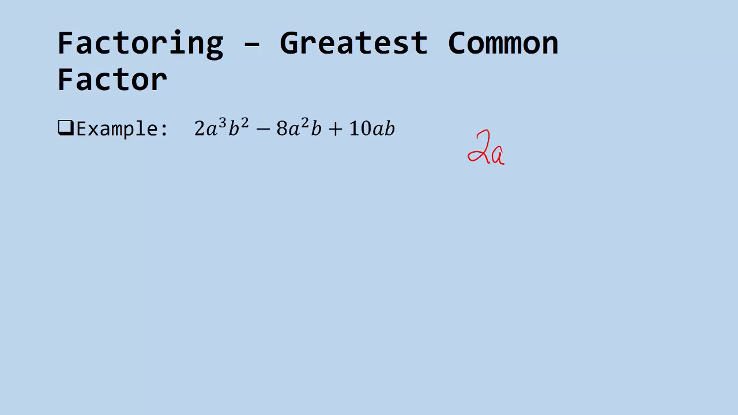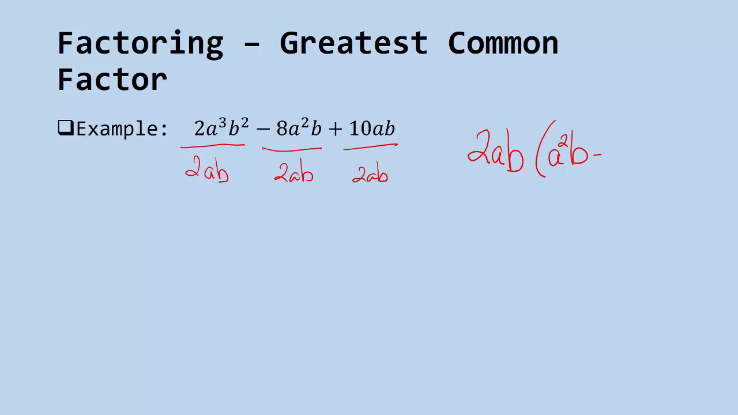Now let's look at the b's. B squared in the first one, a single b in the second, and a single b in the third. So there's a b in all three. So I can also take out a single b. So again, just to show you visually, you are dividing each of these by 2ab. So if you need to write them down as I am, you can. It's not required. So 2 divided by 2 is 1. A cubed divided by a is a squared. B squared divided by b is b.